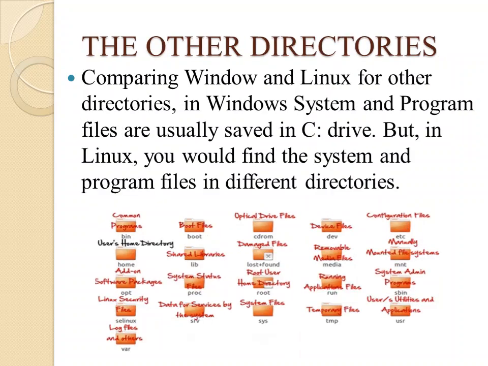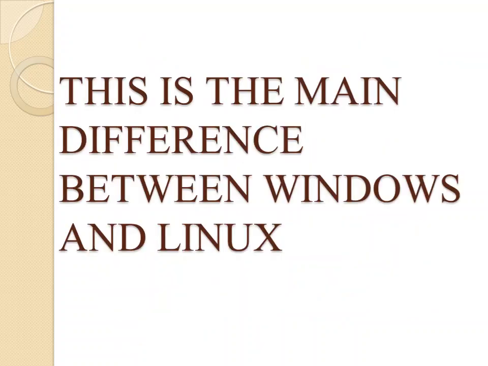The other directories. Comparing Windows and Linux from other directories. In Windows, system and program files are usually saved in the drive C, but in Linux, you would find system and program files in different directories. This is the main difference between Windows and Linux.